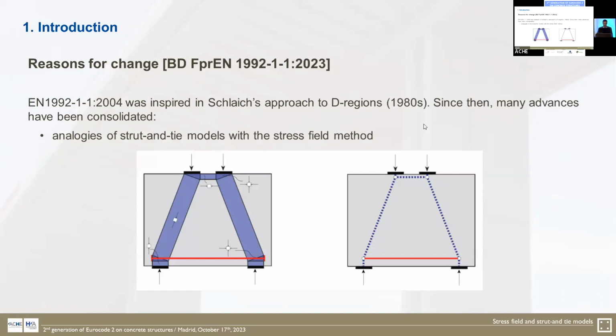And then we observed that these provisions were good and consistent, inspired in a Schlaich approach, basically in the 1980s. And since then, many advances were consolidated. To start with, the analogies of strut and tie models and stress fields. This is something that was already known at the time, but I would say that the combined work with both of them was not that explicit. And that was something that could be introduced in a very consistent manner.